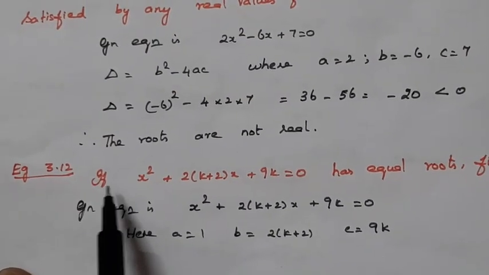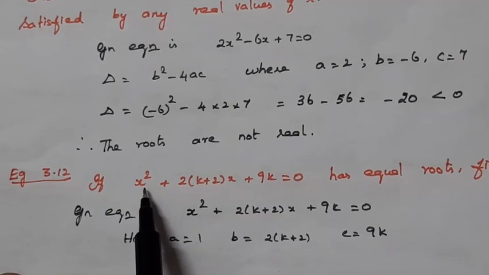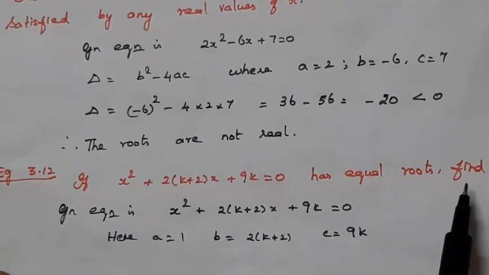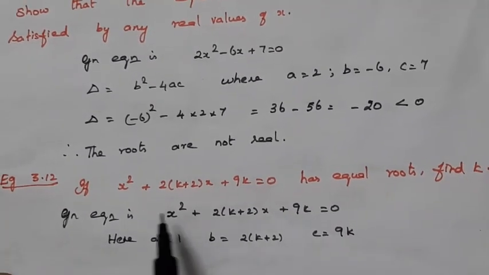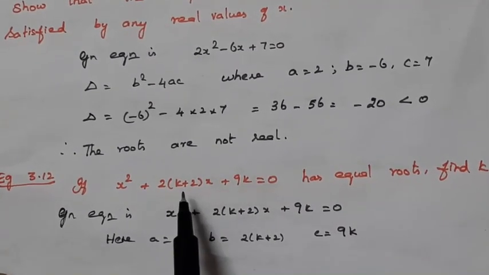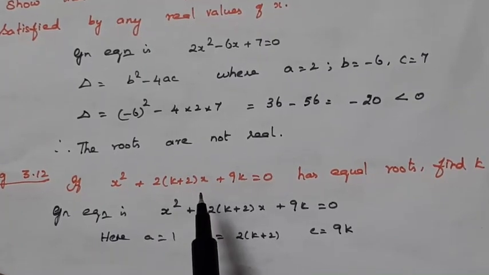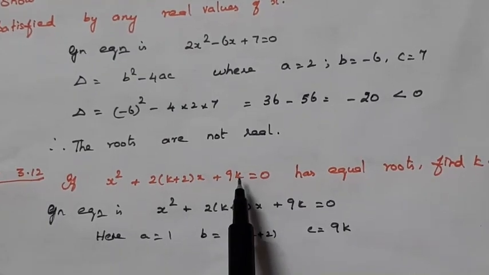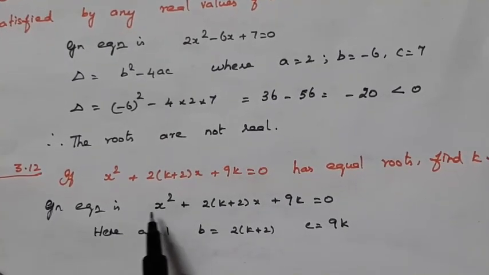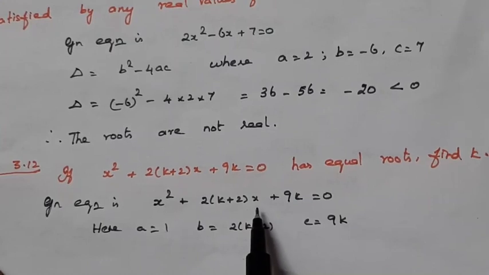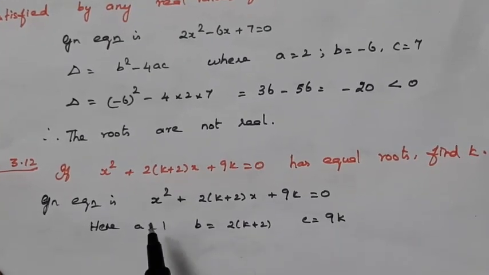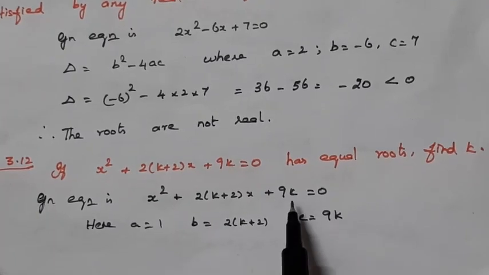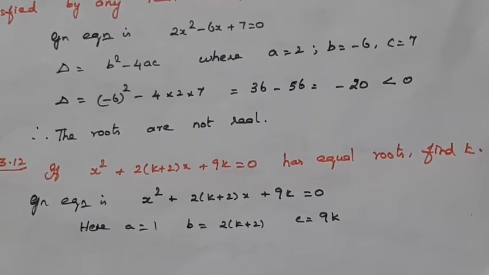Then example 3.12. If the equation x squared plus 2 into (k plus 2) into x plus 9k is equal to 0 has equal roots, find k. The quadratic equation will have equal roots if its delta value is exactly equal to 0. So let us equate this delta to 0 and find the value of k. The given equation is x squared plus 2 into (k plus 2) into x plus 9k equal to 0. So what is the value of a in this case? 1, and b is equal to 2 into (k plus 2) and c is equal to 9k.